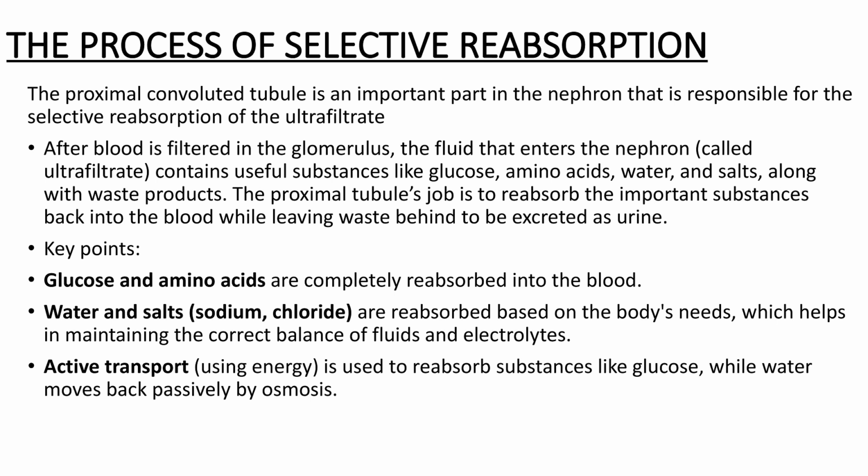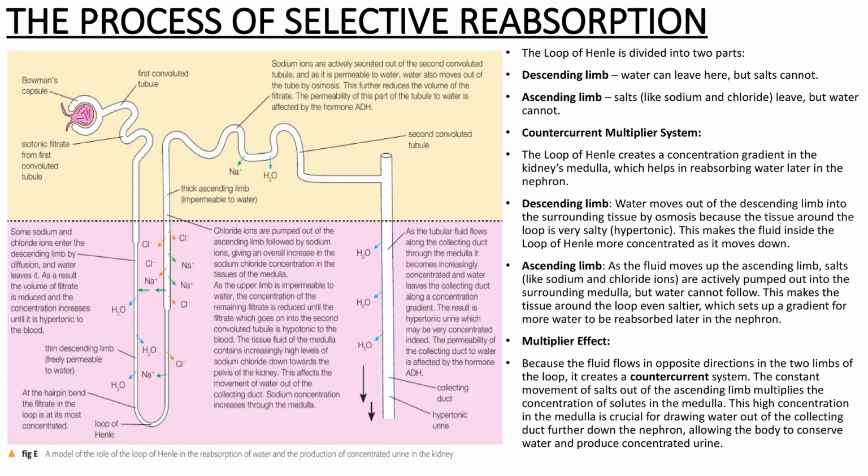The reabsorption of these substances happens through both active transport, which requires energy, and passive transport, like osmosis, which does not. This precise control allows the body to maintain the right balance of fluids and electrolytes, which is vital for normal cell function.